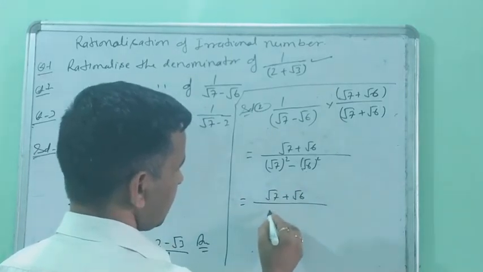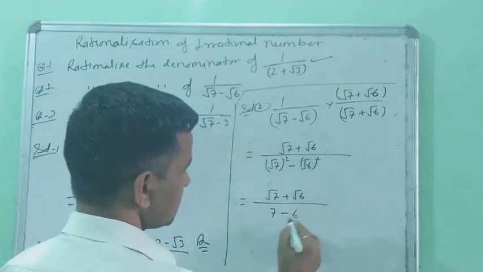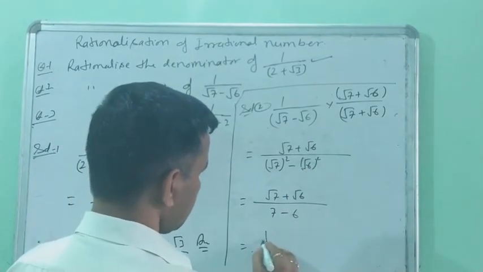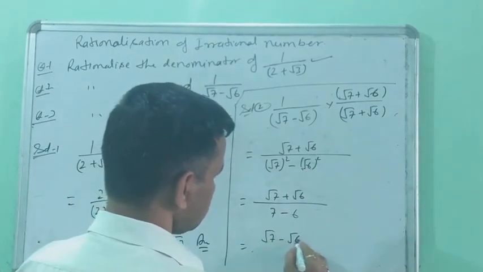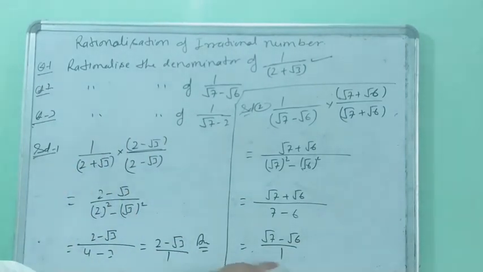Then multiply: the square of root 7 is 7, the square of root 6 is 6. So what result comes here? Root 7 minus root 6 upon 1. This is the form you always check.